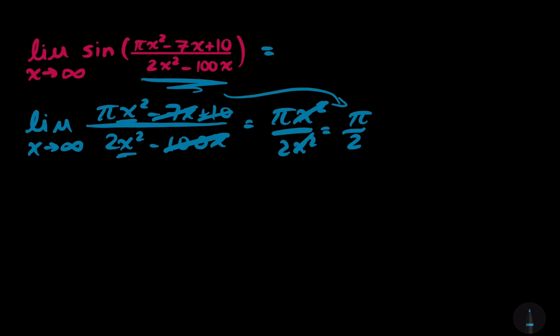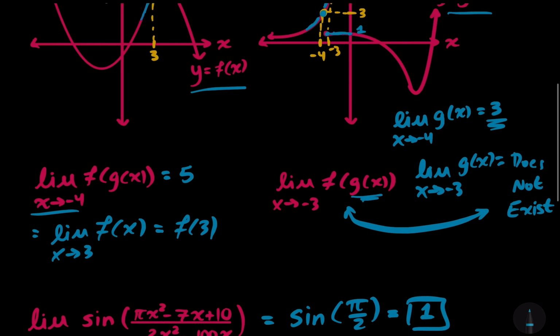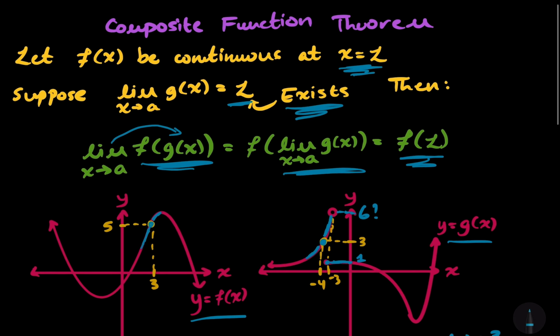So then we can say that this is equal to sine of this limit over here, and we were able to determine that this limit is pi over 2. We know that sine of x is continuous over its domain, so the limit as x approaches infinity of sine of this crazy function is just going to simplify to sine of pi over 2, which we know is equal to 1.